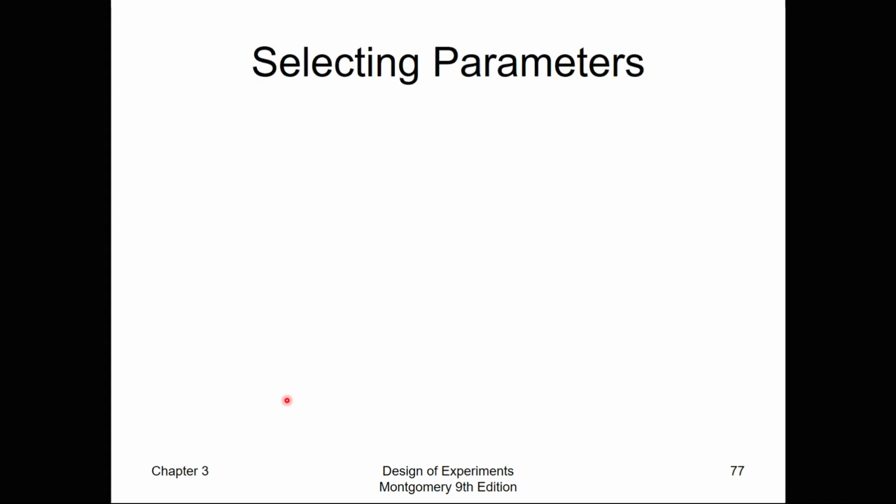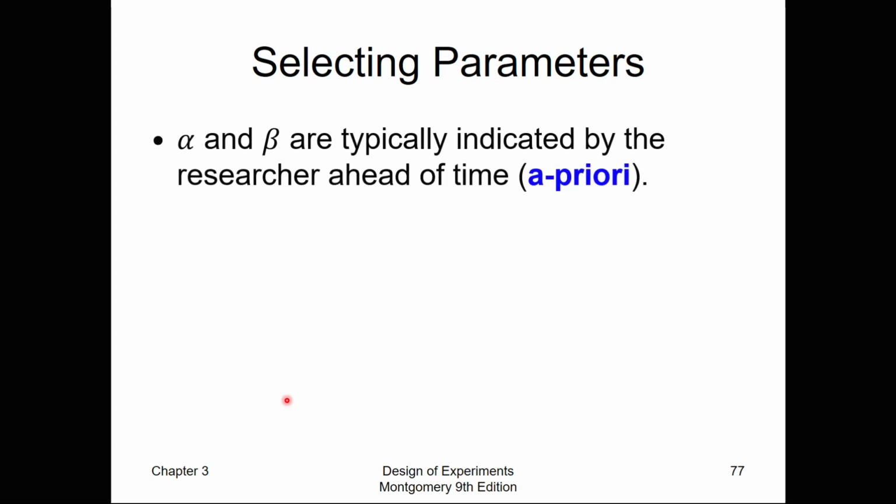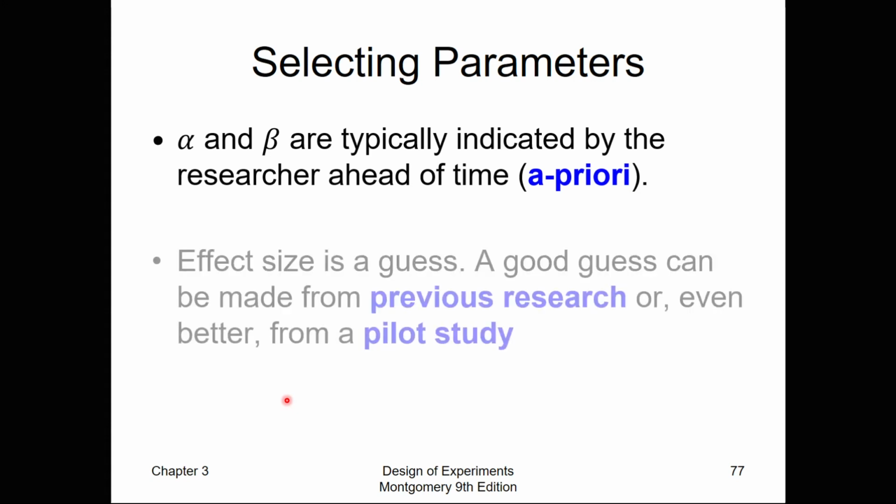So how do we select these different parameters? Well, alpha and beta are typically selected by the researcher ahead of time, so a priori. Typical values for alpha are alpha equals 0.05. Typical values for power are 0.95 for a really, really high-powered study, or 0.8, which is much more typical and is probably the typical level that people use.